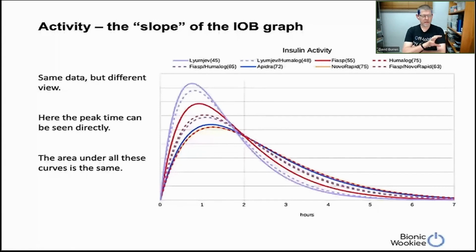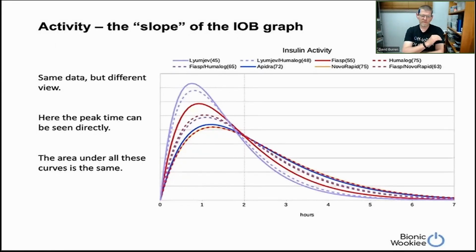The area under the graphs is all the same. So every unit of all of these insulins is still a unit. It's going to have the same effect in the end. Some of them have more effect early on. So in the short term, the faster insulins feel stronger. More of the insulin gets used sooner, even though they all get the same in the end.